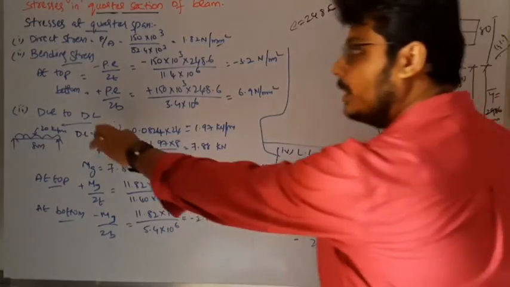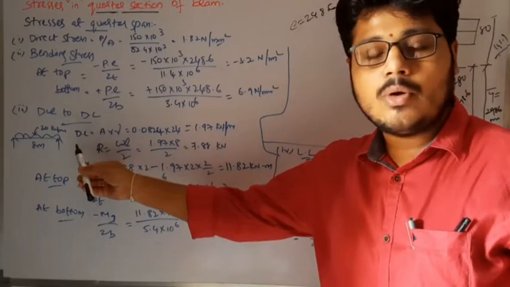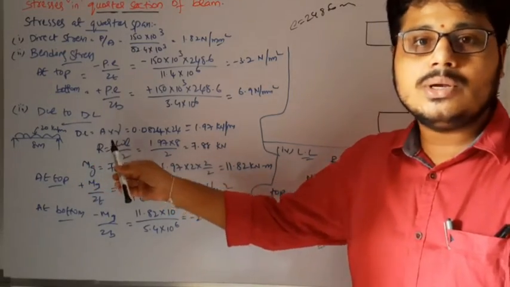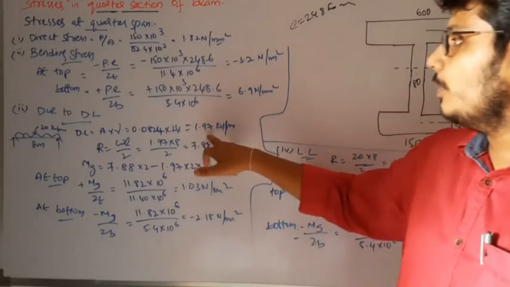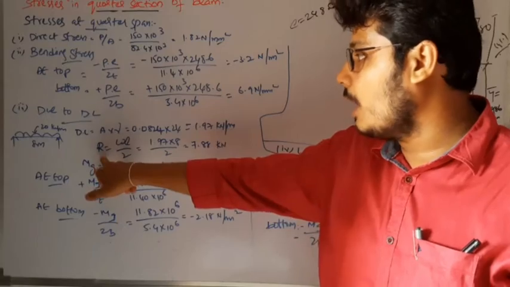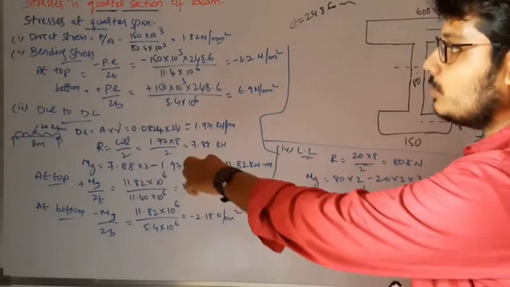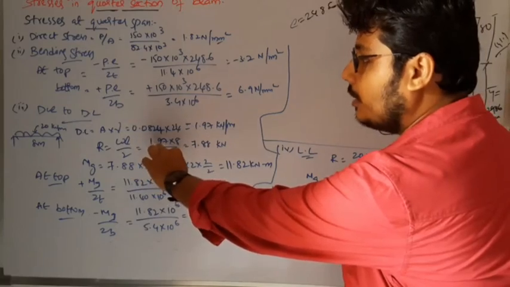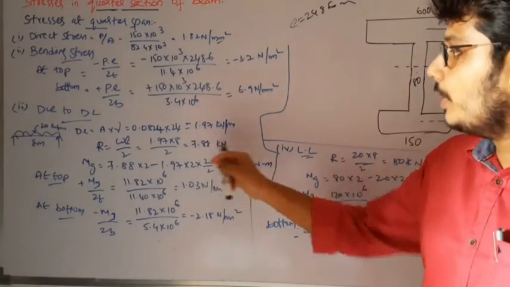Here comes the dead load and live load. How do we calculate the dead load? Area into density. We have already calculated area into density 24, and we got the value of 1.97. This is the load we should calculate, as R equals wL by 2, which is the shear force for a simply supported beam. So 1.97 into 8 by 2, we get the value of 7.88.